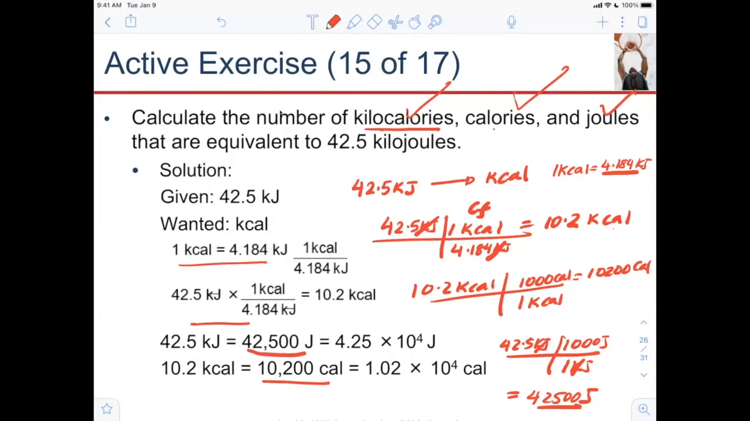Oh, here's the answer. They got joules. They got the calories. They got the kilocalories. One more. Oh, that's it? Yay, we got all of them. We got our joules. We got our calories. We got our kilocalories. We got them all. Okay?